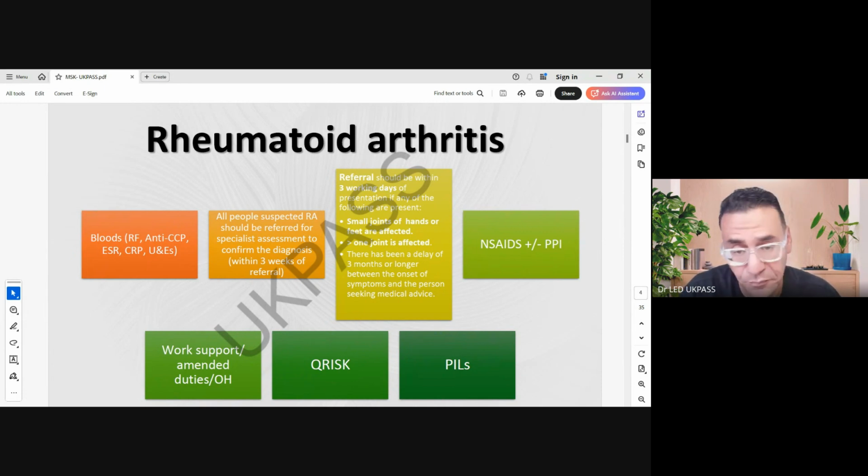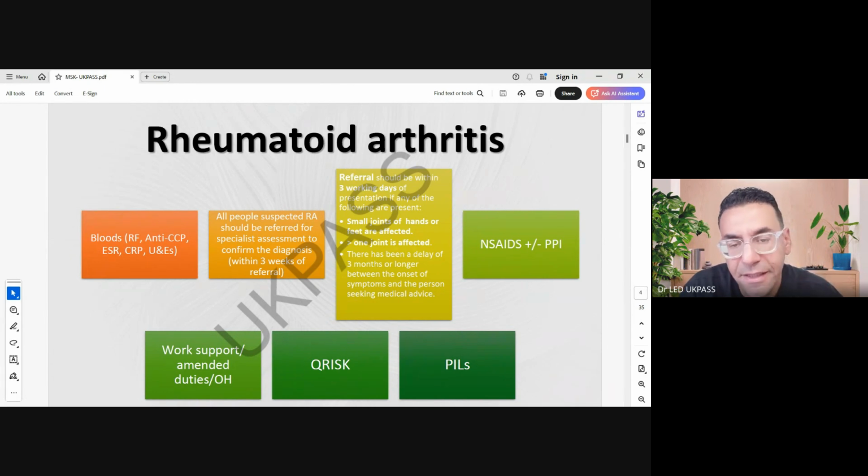Now, I'd like to ask you this question, and I would like you to give me a clear answer. Rheumatoid arthritis is mainly a specialist disease. It's mainly a specialist management.